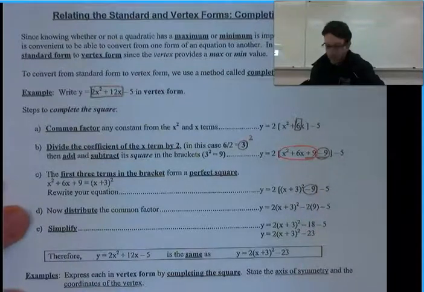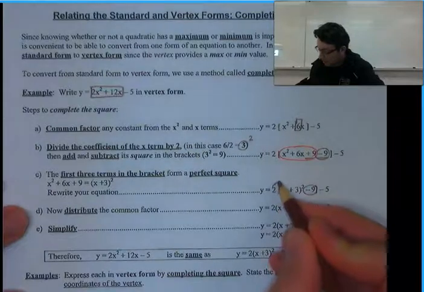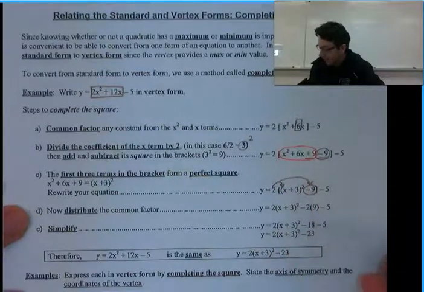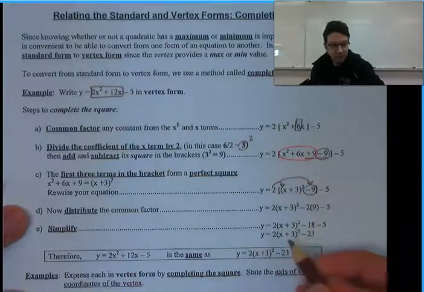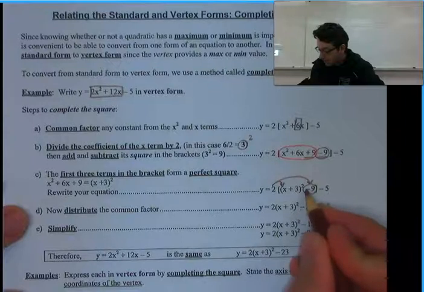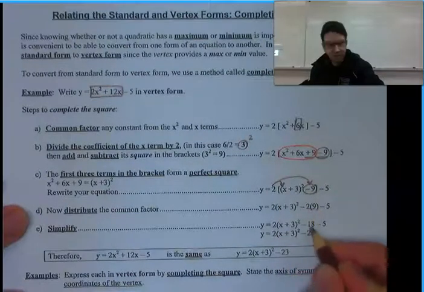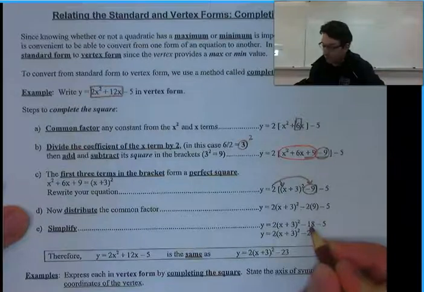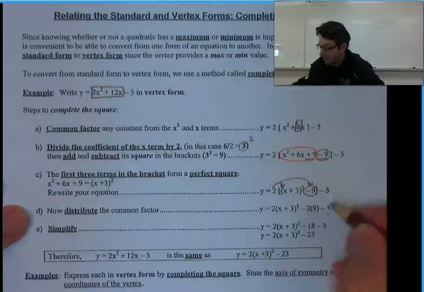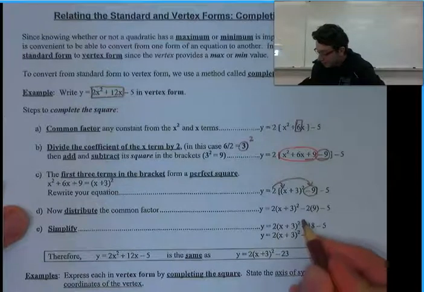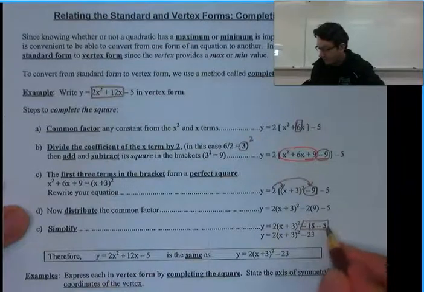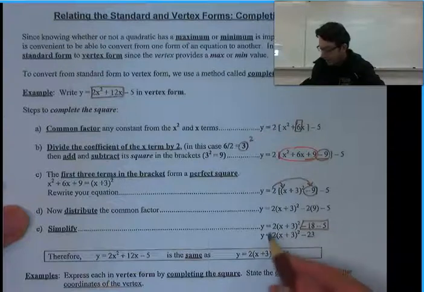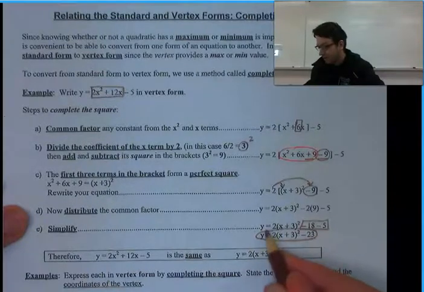And the next step is to take this 2 and distribute it. So it's going to be multiplied by that inner bracket and by negative 9. So we get 2 times this x plus 3 squared minus 2 times 9, which turns out to be negative 18. Now throughout everything we've had this negative 5, and we've just left it alone. We haven't done anything with it. But now we have 2 like terms here. So we're going to add them together. So negative 18 minus 5 gives us minus 23. And now you're left with vertex form.